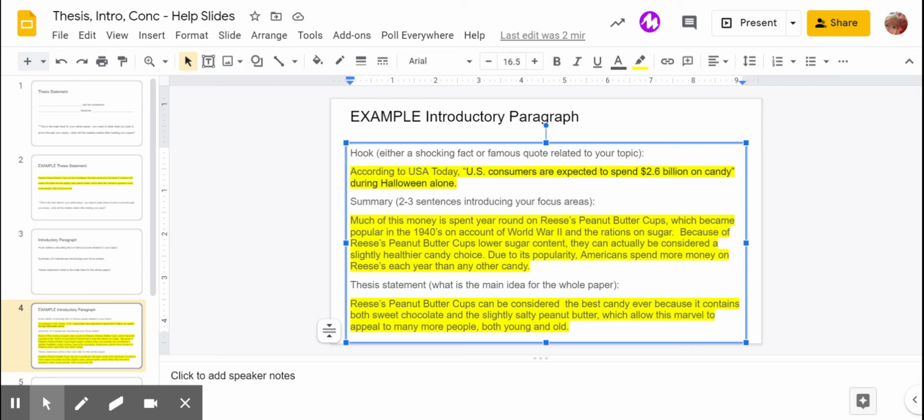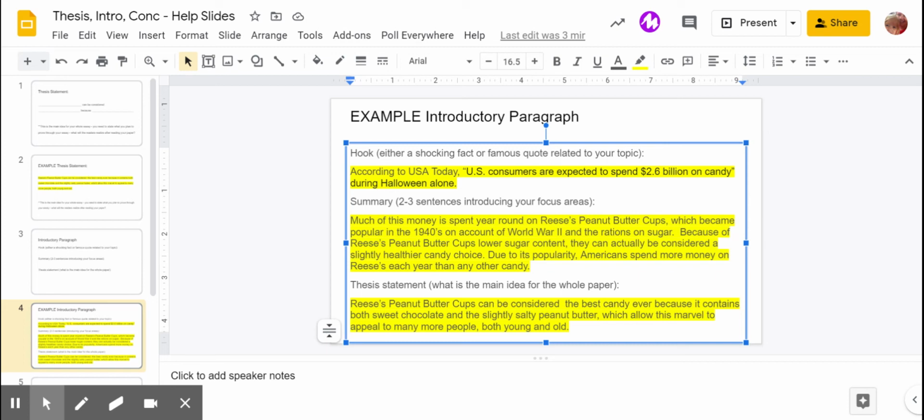Now, 2 to 3 sentences on my focus areas. So I was thinking if I were going to write this paper, I'd do one focus area about its rise to popularity, which was actually during World War II, and then one about its health content or sugar content or healthiness in comparison to other candy. And then my third one would be about spending and its popularity. All right, so here's what I wrote.